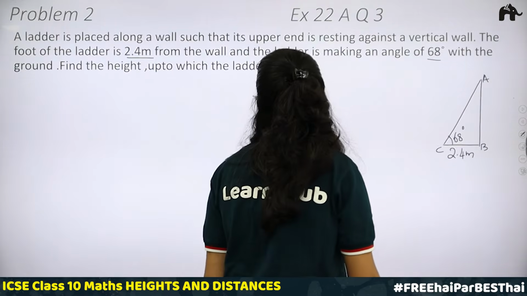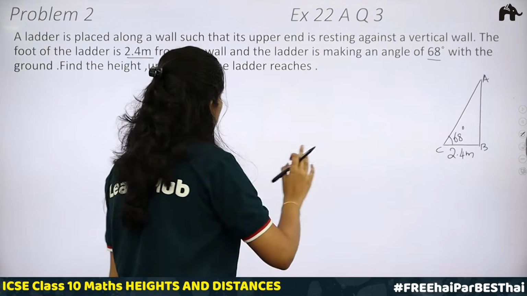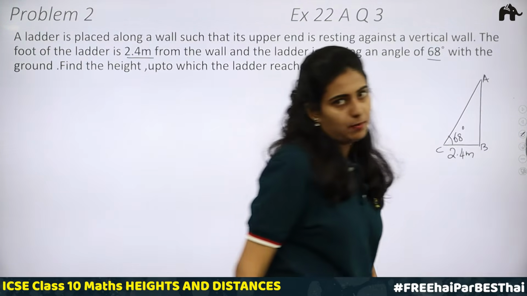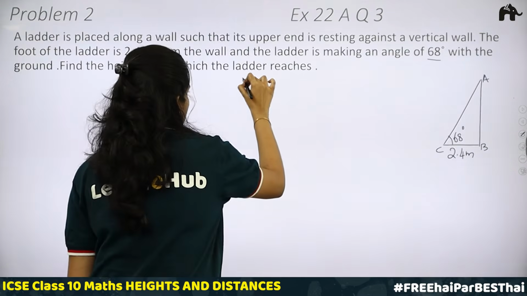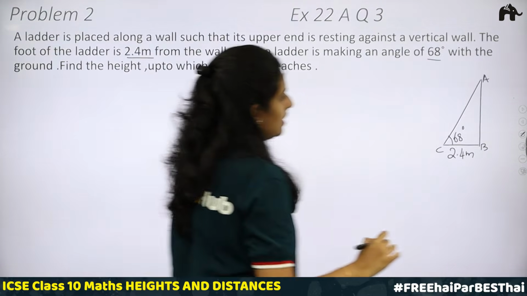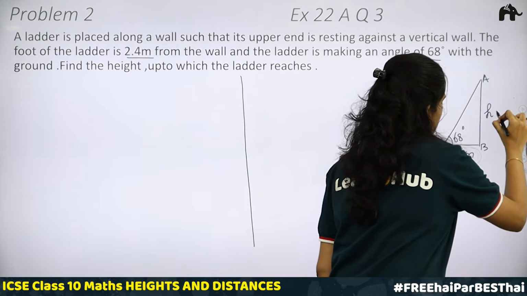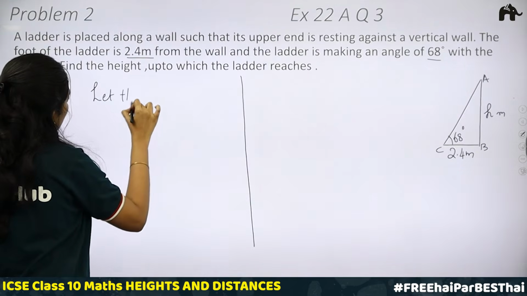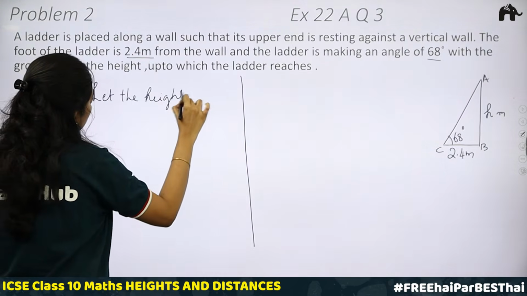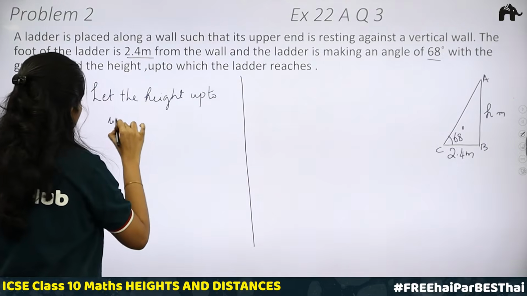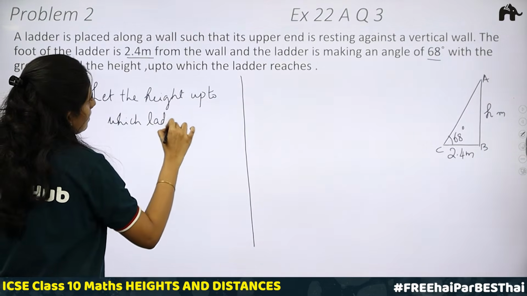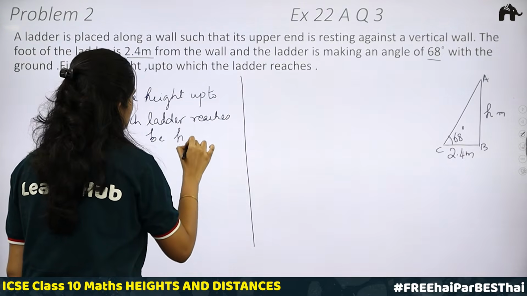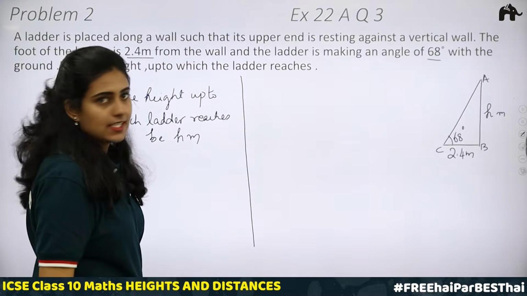What we have to find? We have to find the height up to which the ladder reaches. The height up to which the ladder reaches is the height AB. Here, let us take this height as some h meters. Let the height up to which the ladder reaches be h meter. Okay, let it be h meter.